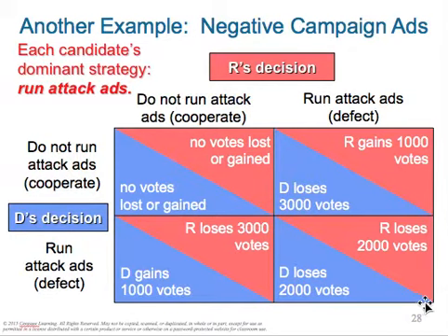So when they both do that, we go down here to the matrix where R runs attack ads and D's decision is to run attack ads. They're both going to lose 2,000 votes. Okay? Seems kind of silly, doesn't it? But that's their Nash equilibrium. They're both going to run attack ads and turn off 4,000 people collectively. That's as real world as it gets.